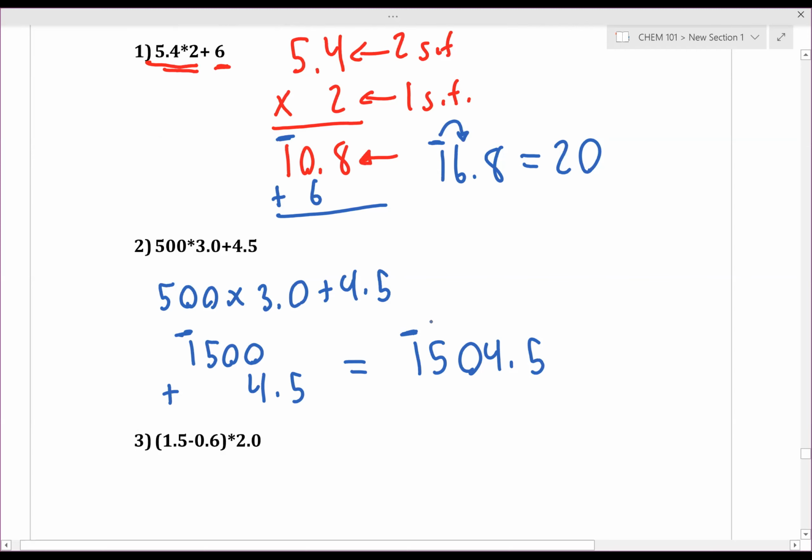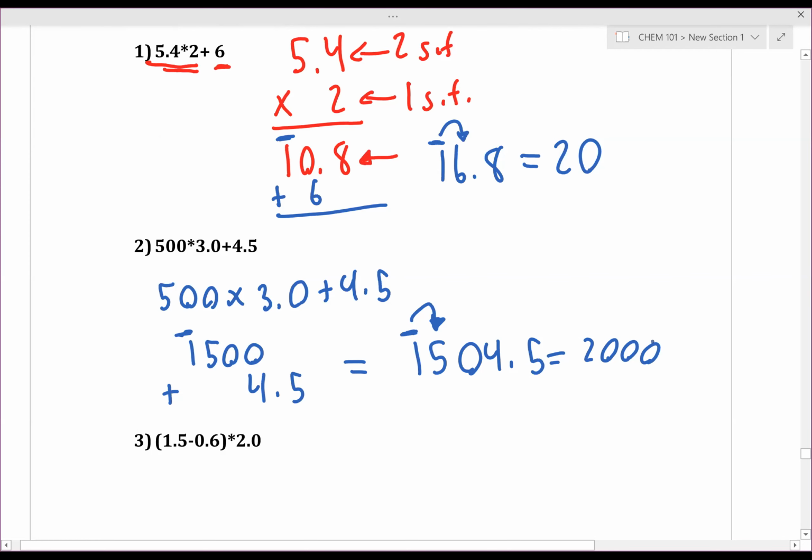So if we look to the right, looking at our number to the right of 1, is 5 greater than or equal to 5? It's equal to, so do we round up or down? Up. And that in turn gives us 2,000.